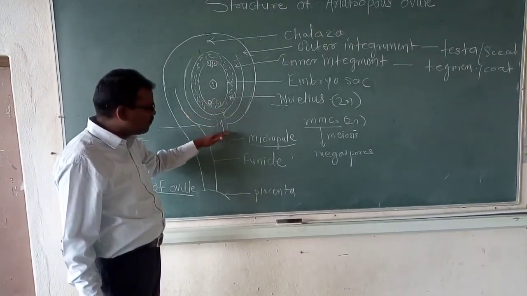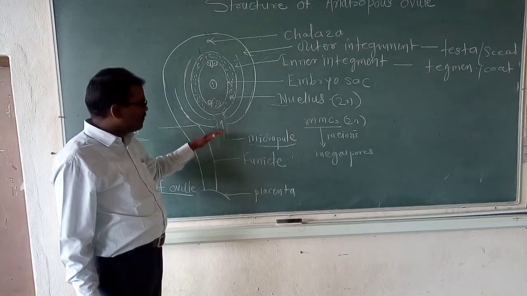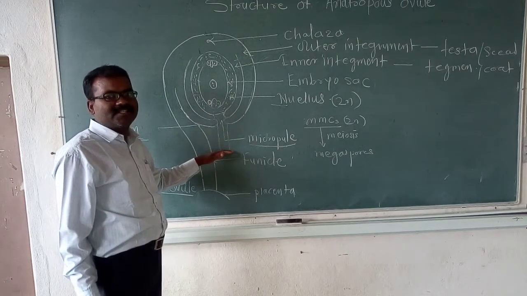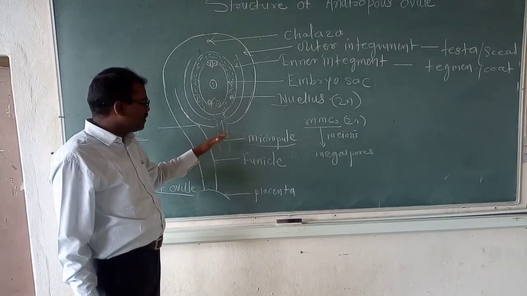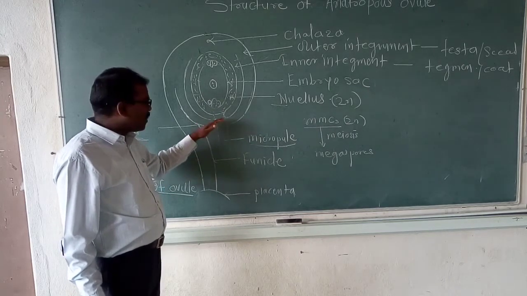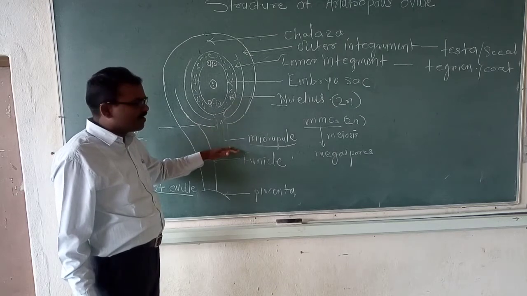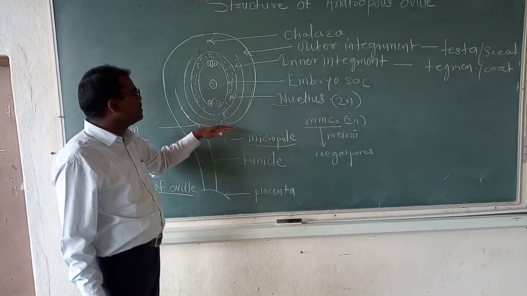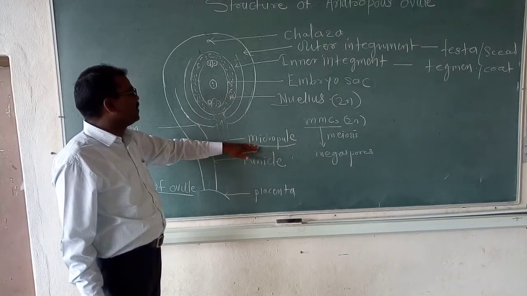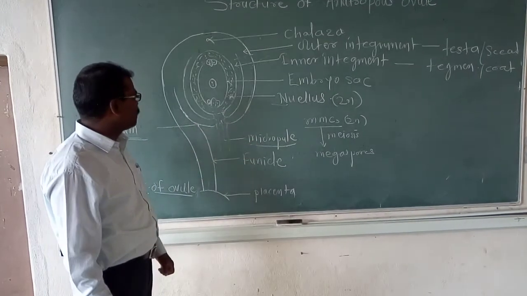This is the micropyle, and its function is to allow the pollen tube to enter during fertilization, as well as the release of the radicle. The next function of micropyle is to allow the radicle, that means the root part, to emerge after seed germination. This is the micropyle.